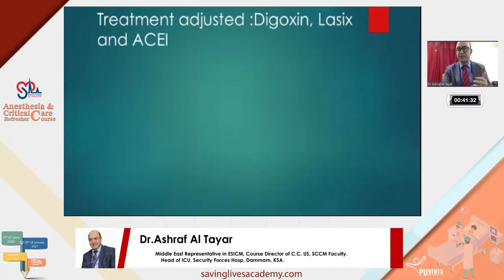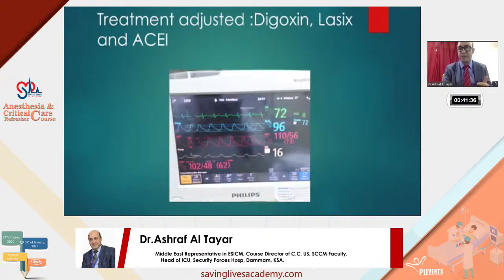We started the digoxin and we gave him anti-failure medication and we stopped beta blocker. Look at the heart rate after 24 hours of management. It came very significantly down, and patient was weaned from mechanical ventilator. I'm not saying that we are doing a magic job, but this is what the job has to be done in ICU, actually.